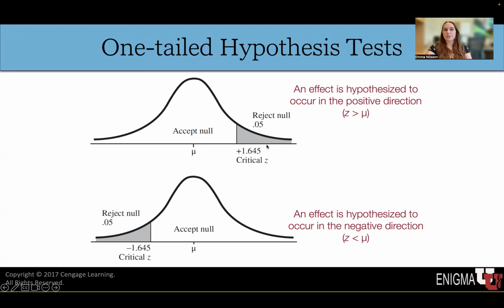So if your critical zone, your one tail, is on the positive side, then you say an effect is hypothesized to occur in the positive direction, and your mean is going to get bigger. If you put it on the negative side, you're hypothesizing that an effect is going to occur in the negative direction, or your mean will get smaller.